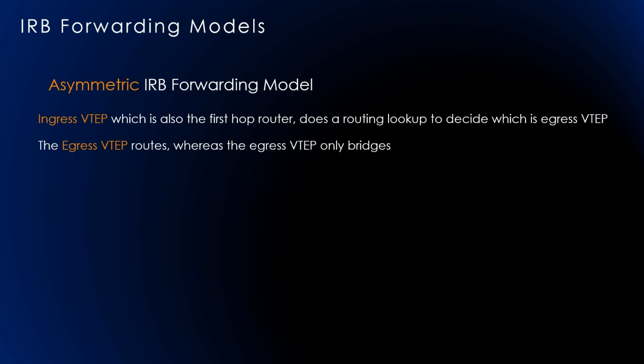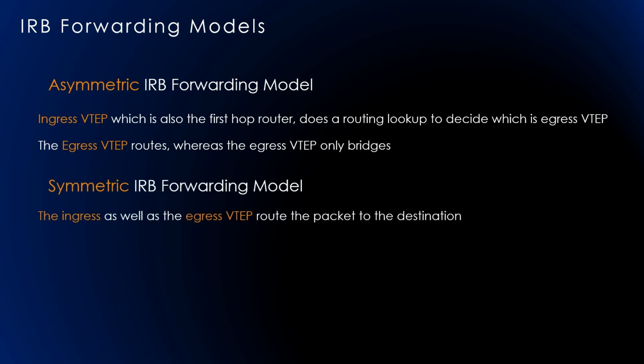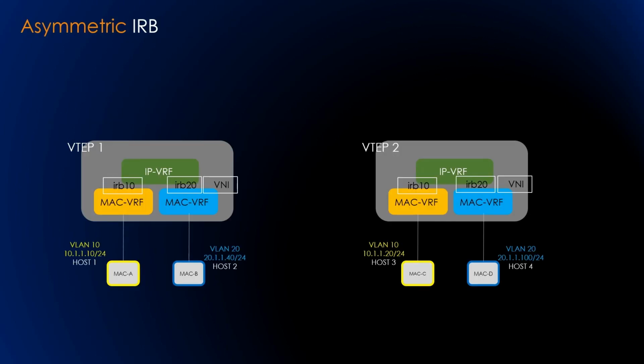So the name asymmetric routing: this model assumed that the destination network is local to the ingress VTEP, else it could not know the MAC address of the final destination. Whereas on the other hand, we will have the symmetric IRB model, in which the ingress as well as the egress VTEP route the packet to the final destination. So now we will deep dive into each of these models.